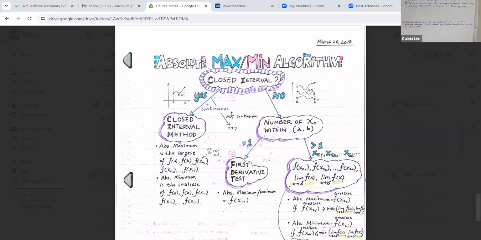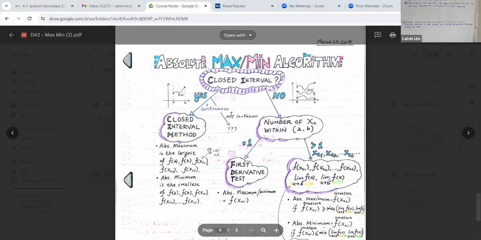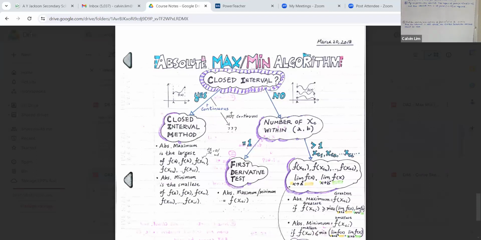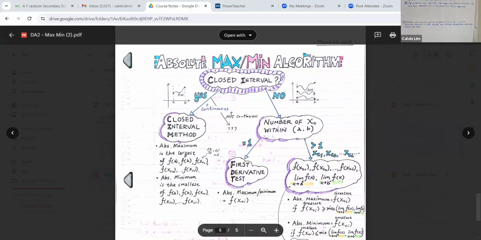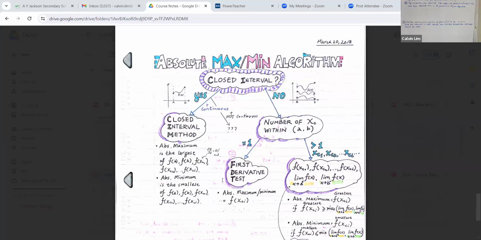So if the interval is not closed, meaning you cannot use the closed interval method, you can go to this flowchart and choose the correct method. First ask yourself, is the interval closed? If the interval is not closed, the next step is to find the critical numbers within the specified domain. If there's only one critical number within the specified domain, you can use the first derivative test to check whether that critical point is an absolute max or an absolute min.